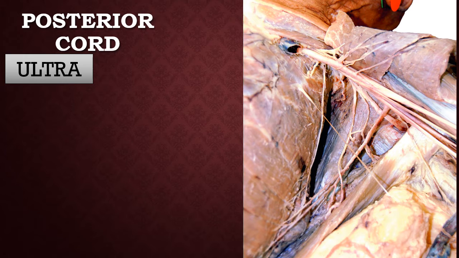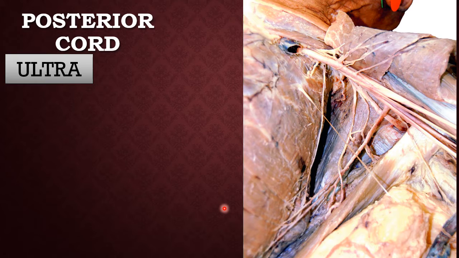Then the posterior cord. How to identify the posterior cord of the brachial plexus and how to identify the branches of the posterior cord? The posterior cord is present posterior to the second part of the axillary artery. Posterior to the second part of the axillary artery. So how to identify the nerves of the posterior cord? What are the five nerves? What are the branches coming from the posterior cord?